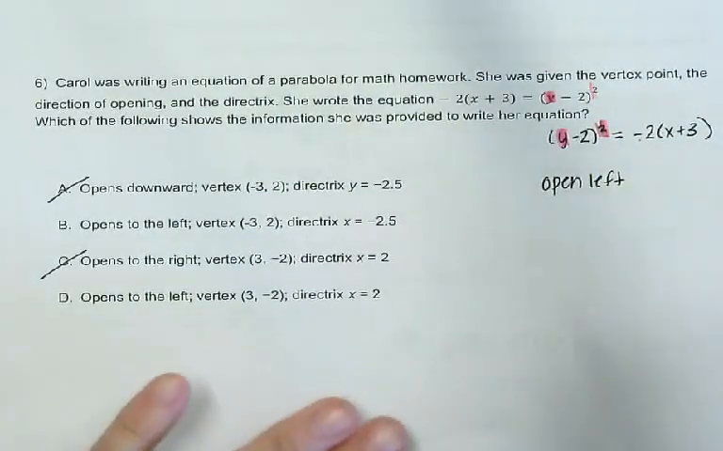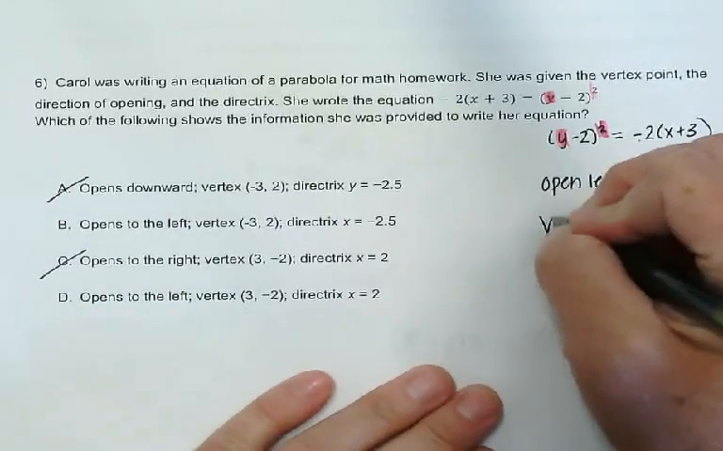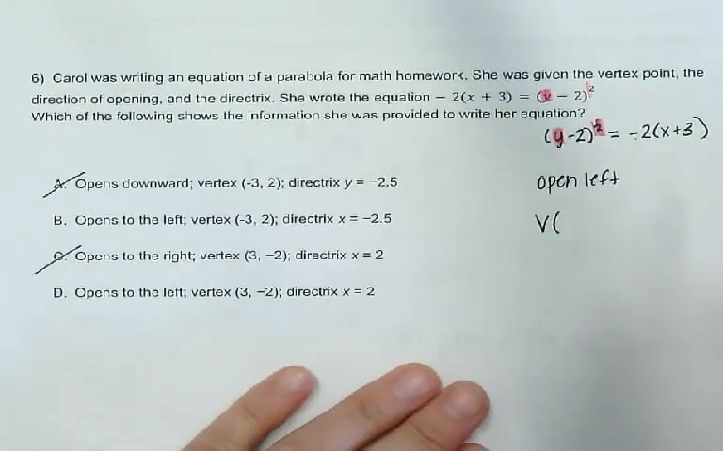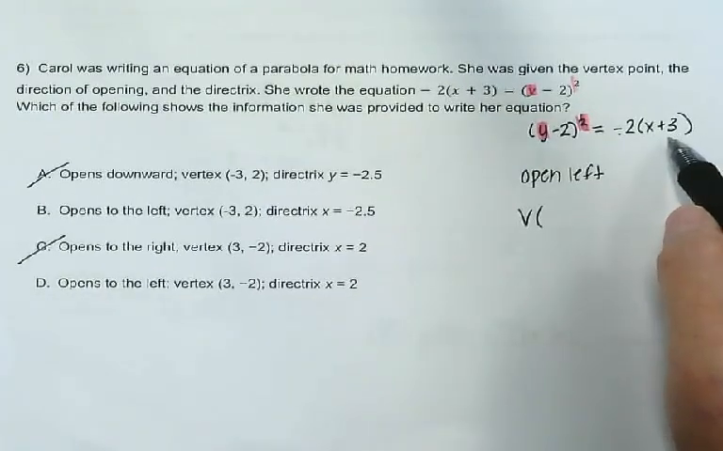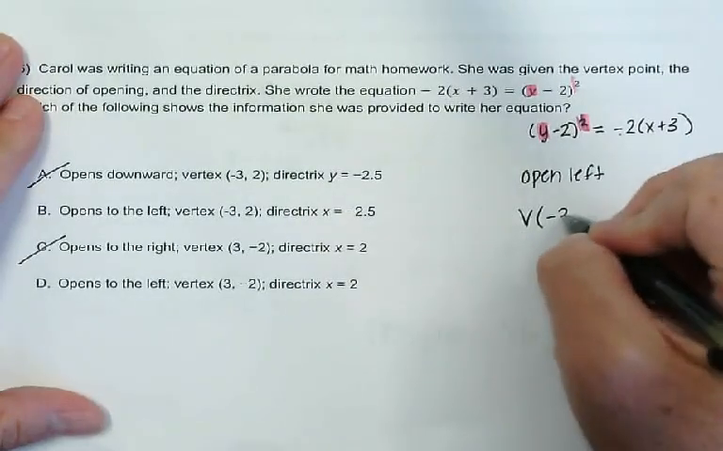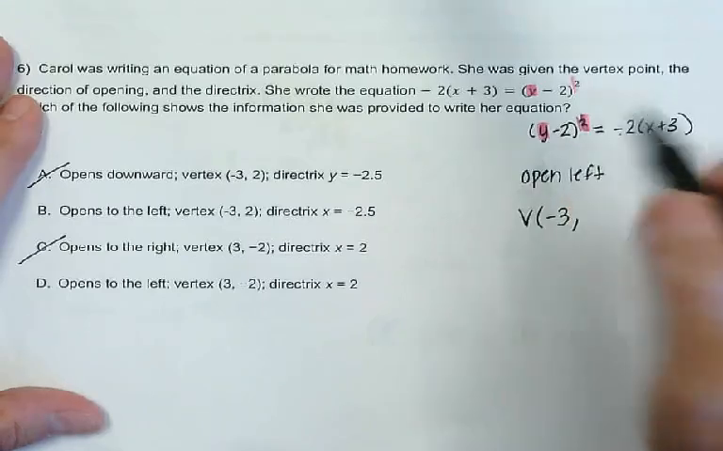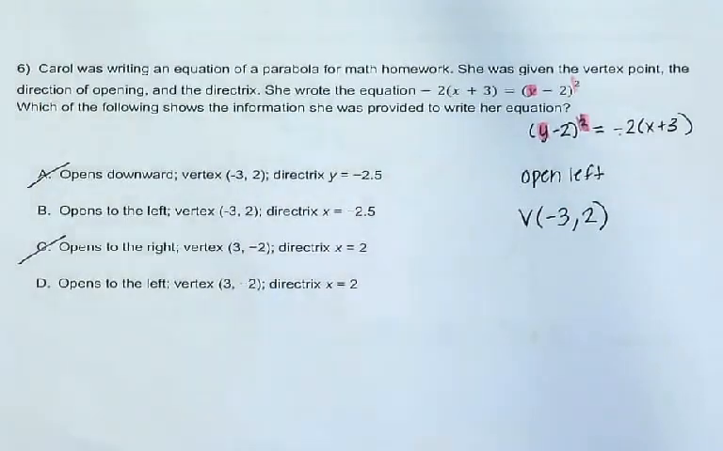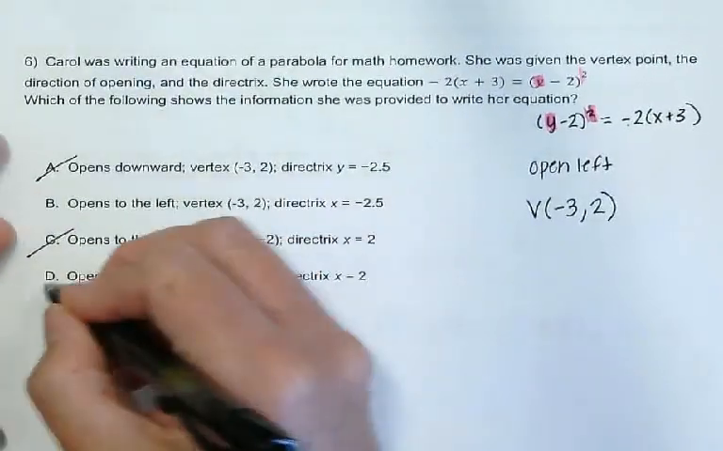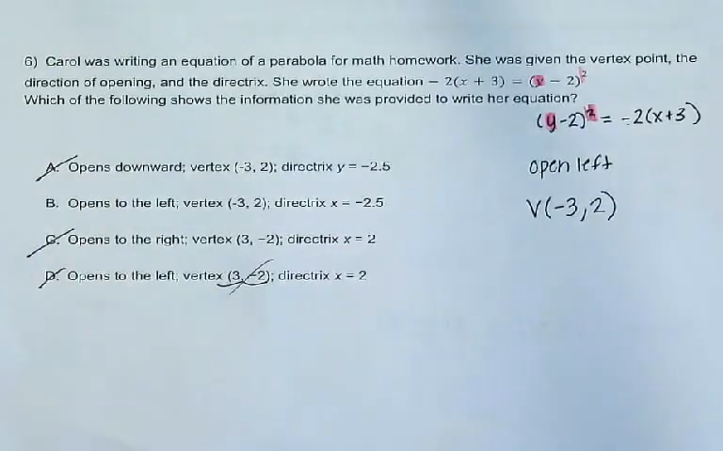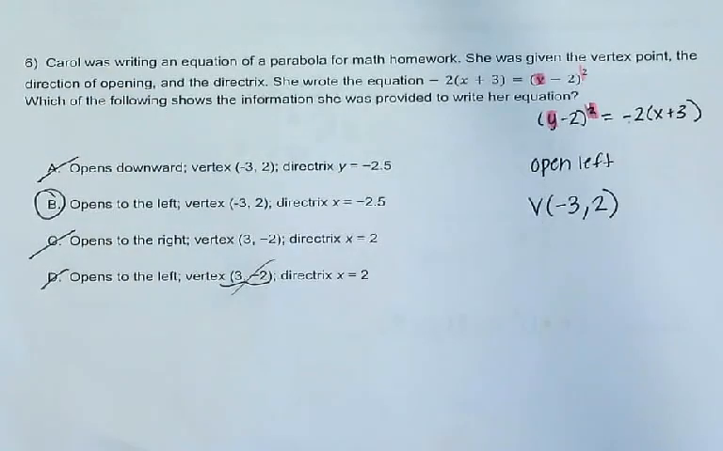Now, given my equation, we can find the vertex, which is your (h, k). So remember, h goes with the x. Remember, when we're taking it out, it's the opposite. So the opposite of positive 3 is negative 3, and the opposite of negative 2 is positive 2. So your vertex is at (-3, 2). Well, if we look at our answer choices B and D, I can cross off D because my vertex is not correct. So it has to be B.